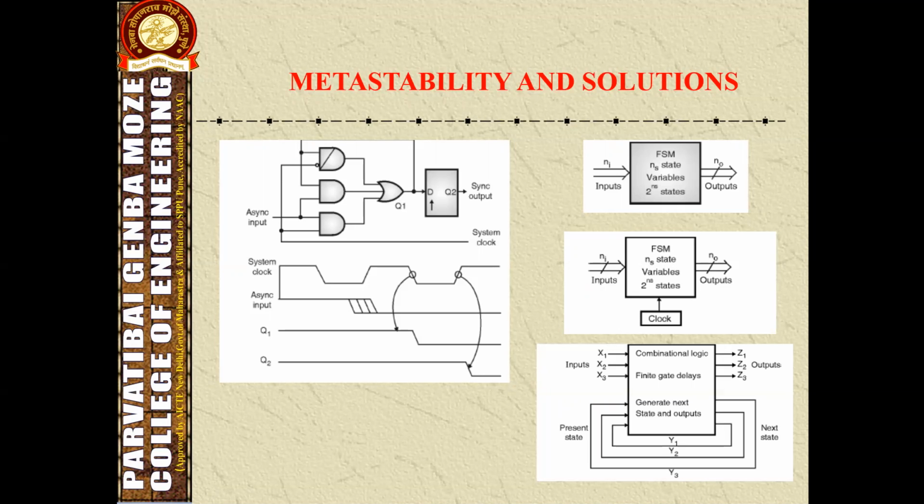The FSM is a type of sequential circuit which is designed to sequence through a finite number of states in a predefined sequence, and which consists of three parts. The first one is the sequential current state register, then the combinational next state logic, and the combinational output logic.